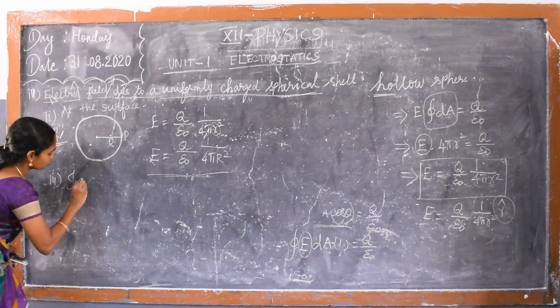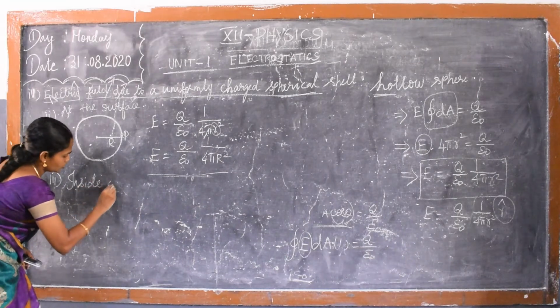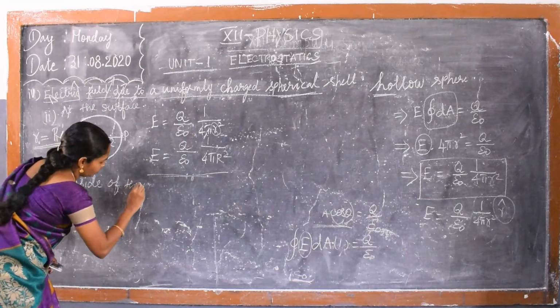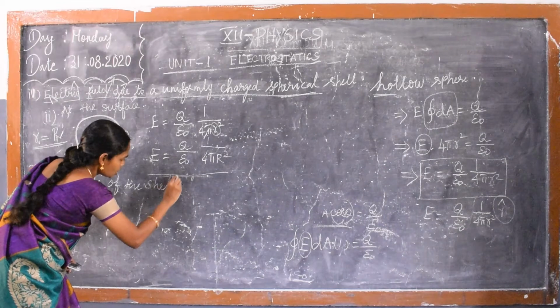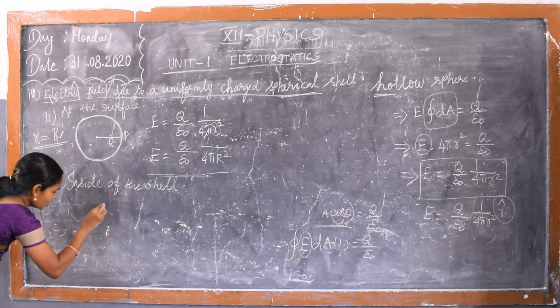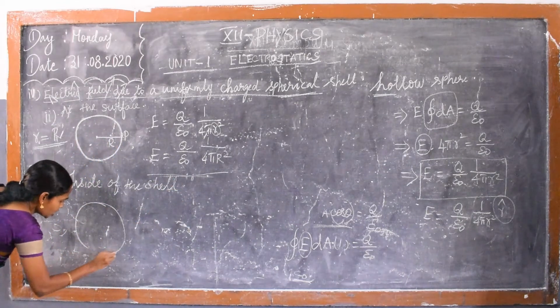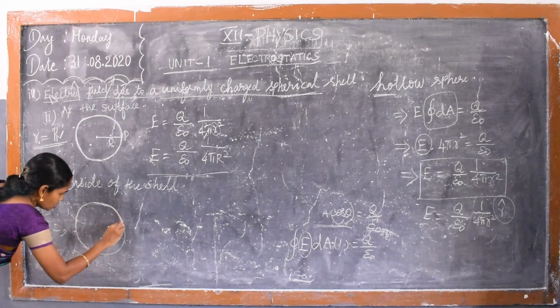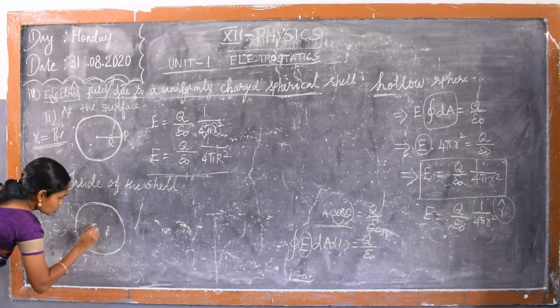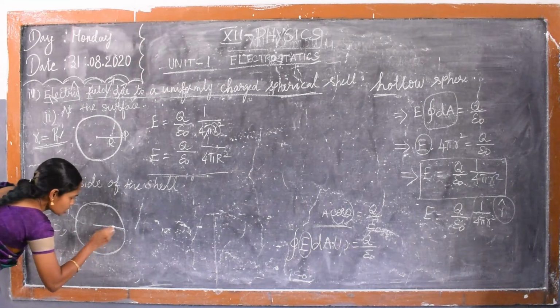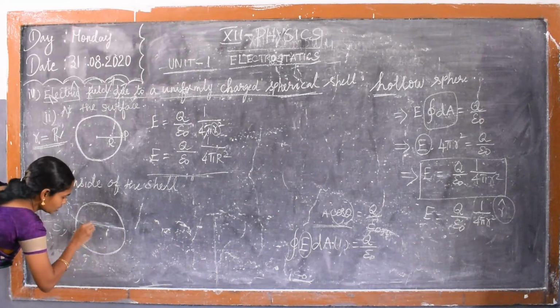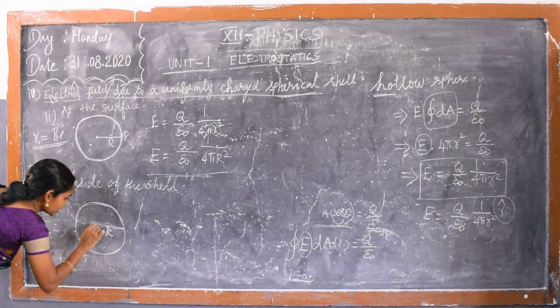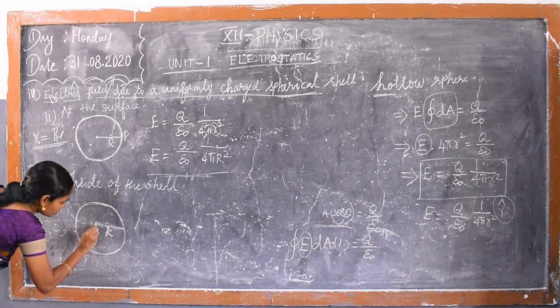inside of the shell. So this is our spherical shell. This is the radius of the spherical shell, that is capital R.